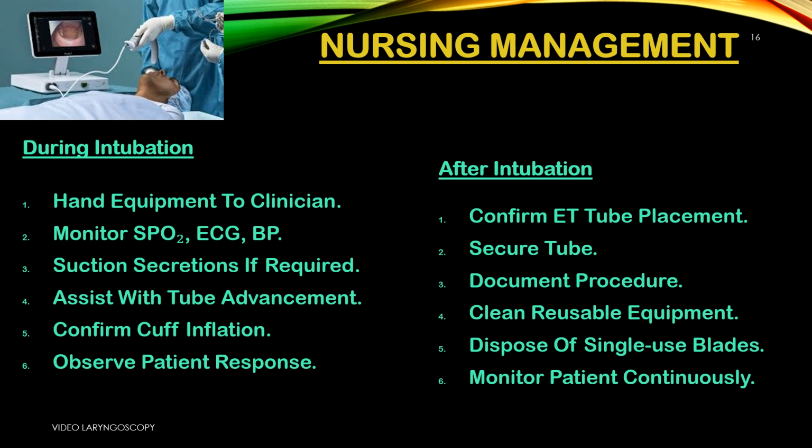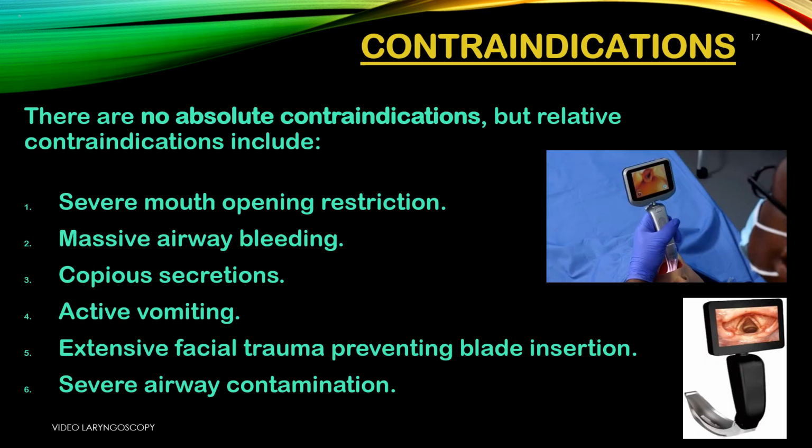4. Clean reusable equipment. Decontaminate and sterilize reusable blades and handles per protocol to prevent infection. 5. Dispose of single-use blades. Throw away disposable parts in proper sharps biohazard bins. Reduces cross-contamination risk. 6. Monitor patient continuously. Keep checking vitals, tube position, and ventilation. Early detection of complications saves lives.